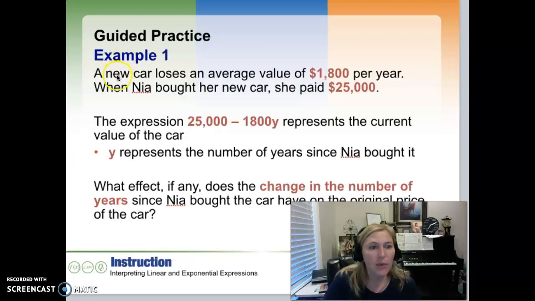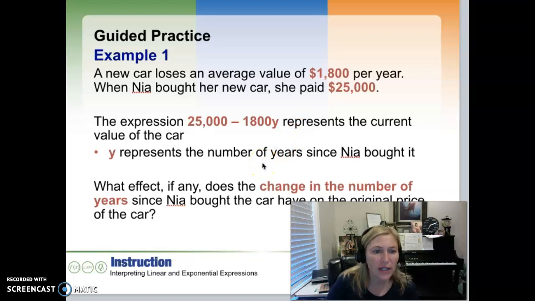Okay, here's what it says on page 17. A new car loses, on average, a value of $1,800 per year. So Naya buys this car and it's $25,000. So we're going to let this expression right here, and it gives us this in the book, represent the current value of the car. And it says we're going to refer to that.